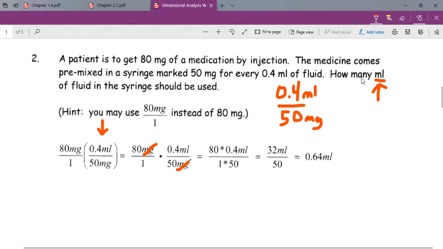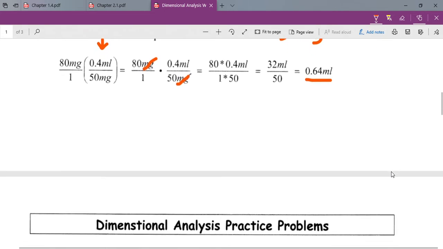Your problem's going to tell you exactly what you're going to want to get to. Here it says milliliters. That's what we've gotten to. We've canceled out the milligrams, so it tells you the exact unit it wants you to get to. Now all you have to do is the multiplication and the division. So we've got 80 times 0.4 divided by 50, essentially. And when you do that, what you wind up with here is your answer, 0.64 milliliters. It's pretty much that simple.